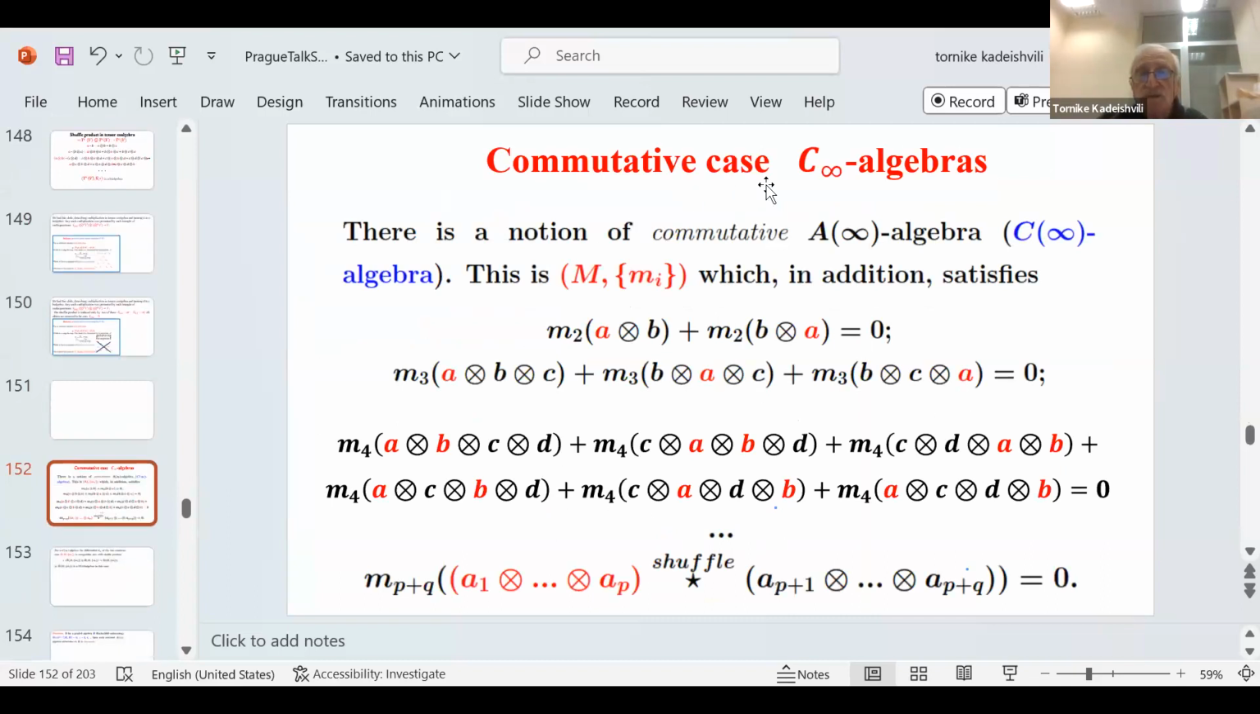A commutative infinity algebra is an infinity algebra where each operation vanishes on shuffles. M2(a,b) plus M2(b,a).